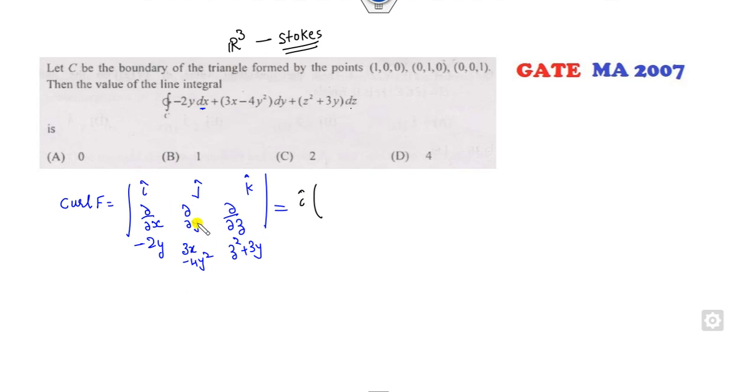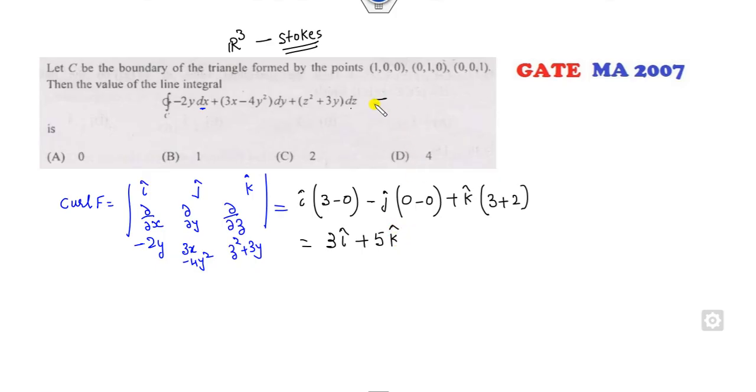So i cap is with respect to y is 3, with respect to z there is no z, is 0, minus of the j cap. This is with respect to x 0, this is with respect to z is 0, plus k cap. K cap is there. This with respect to x 3, this with respect to y is plus 2. So my curl is 3i cap plus 5k cap.